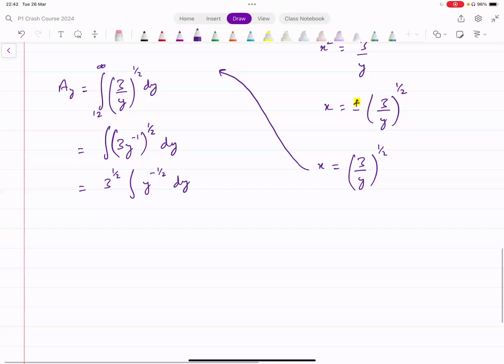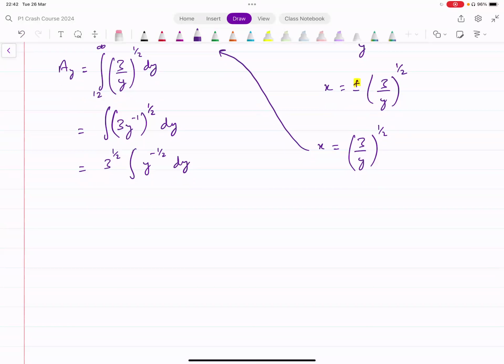Okay, now this integration has become a bit complicated. That was not the point. But anyway, this is what we have. We have 3 raised to power 1 over 2 outside, and inside we have y raised to power minus 1 over 2. How do we integrate this now? 3 raised to power 1 over 2 outside remains as it is. What's the integration of this? Y raised to power 1 over 2 divided by 1 over 2.